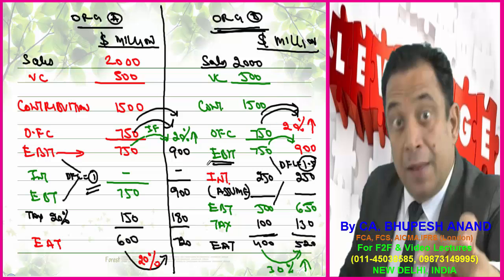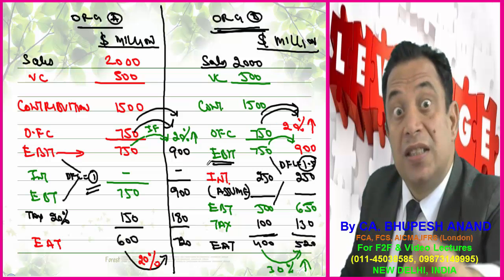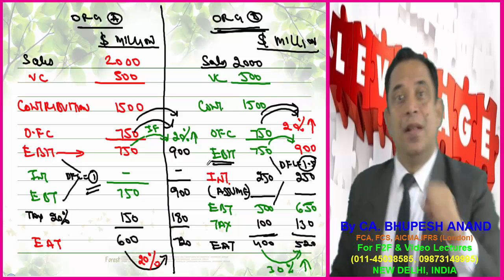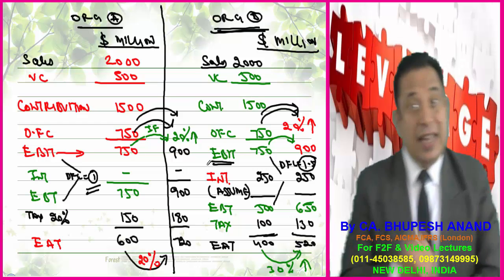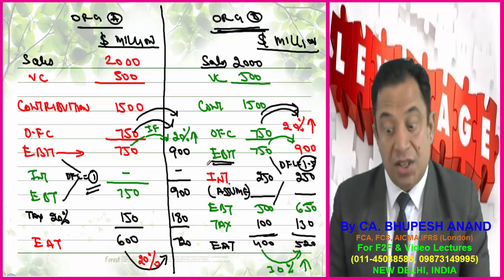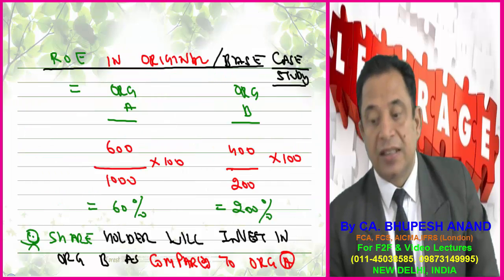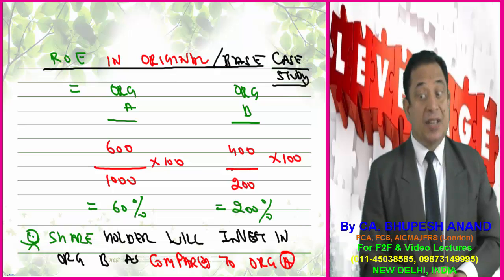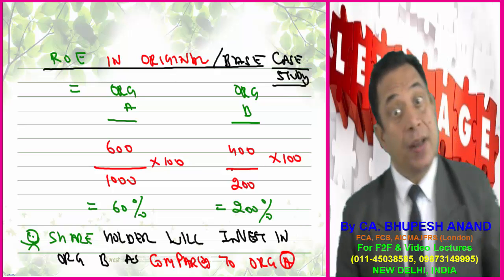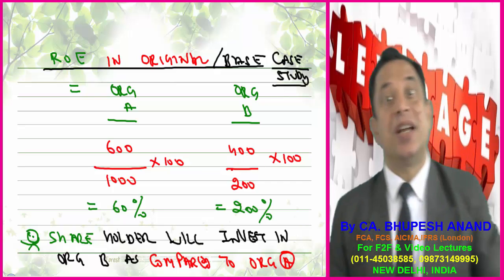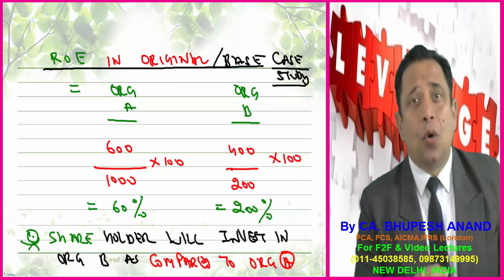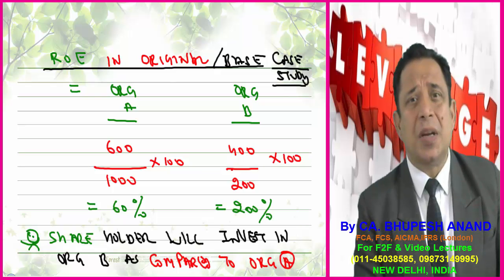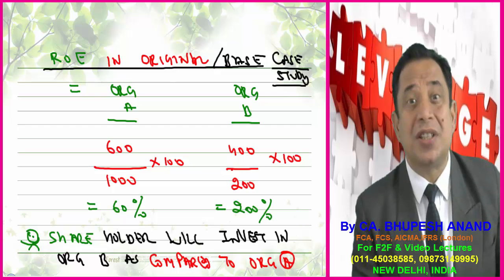Okay, no problem. But I want to calculate how much is ROE in organization A and how much is ROE in organization B. For ROE, we know the formula: EAT upon equity into 100. In case of organization A, ROE will be 60%. But in case of organization B, EAT is 400, but we have employed equity of 200. So that is 200%. It means on every $100 of equity, organization A is giving a return of $60.